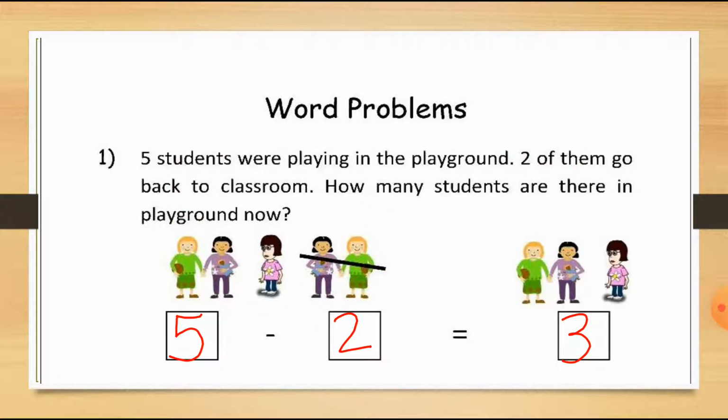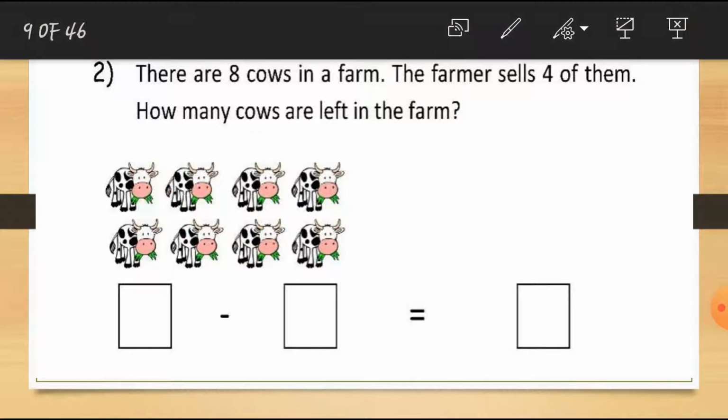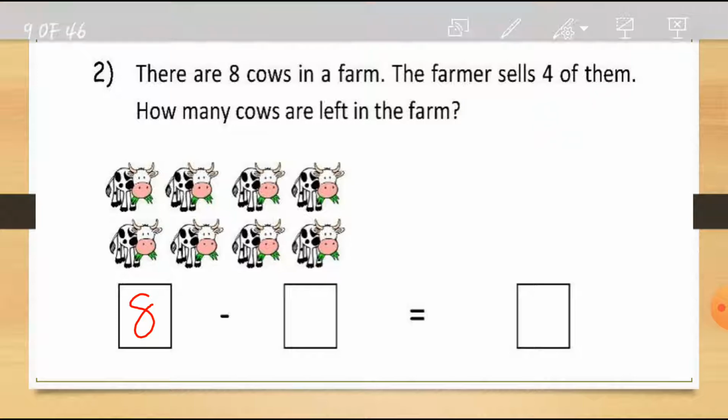Now let's take one more example, students. See, there are 8 cows in a farm. The farmer sells 4 of them. Here are the 8 cows, and from these 8 cows he sells 4 cows. So how many cows are left in the farm? You can see here is the keyword left, which indicates we have to subtract. Now how many cows is this? This is 8 cows, so I write down number 8. And how many does he sell? He sells 4 cows from these 8.